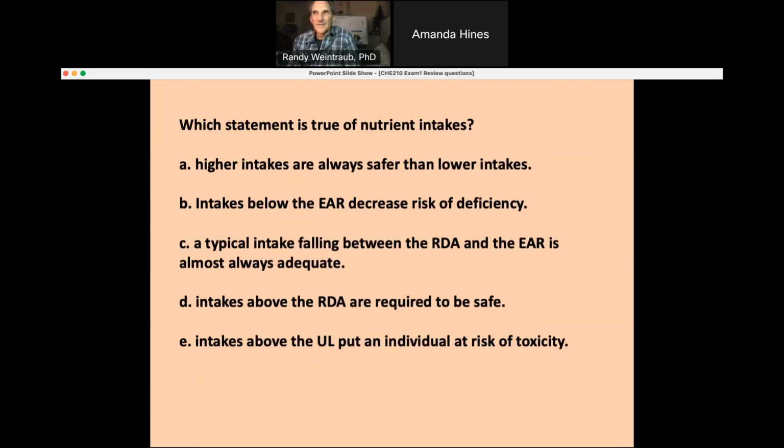Which statement is true about nutrient intake? Okay, we have a bunch of acronyms here. Estimated average requirement, and RDA, and the only one that's correct here is the intake above the upper limit could put an individual at risk.